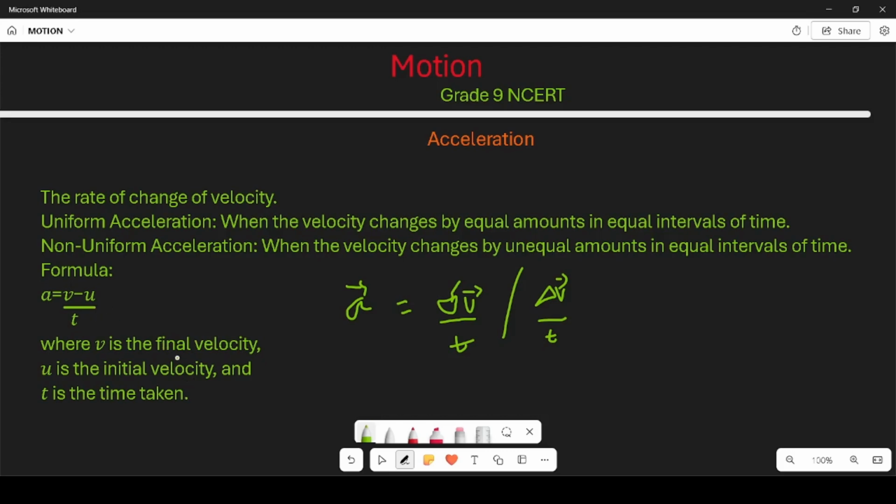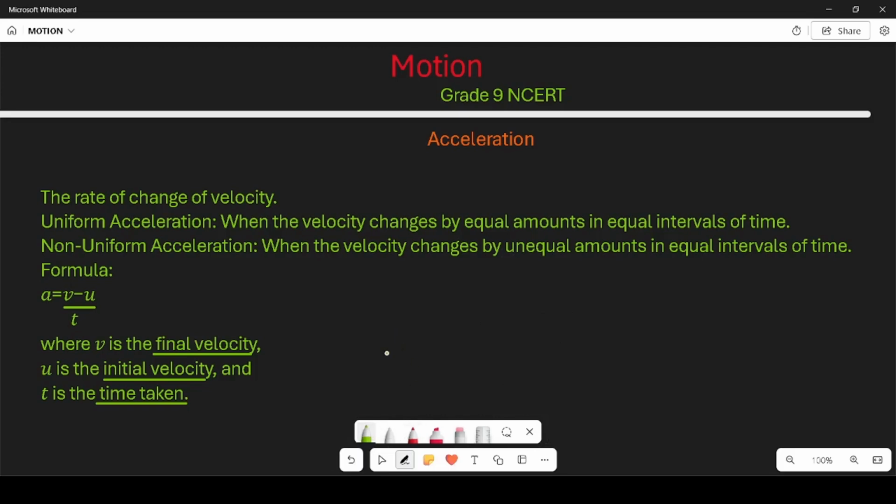So v is the final velocity, u is the initial velocity, and t is the time taken. So most of the time the initial velocity would be 0, but not all the time. You could get initial velocity as 5 and final velocity as 10.